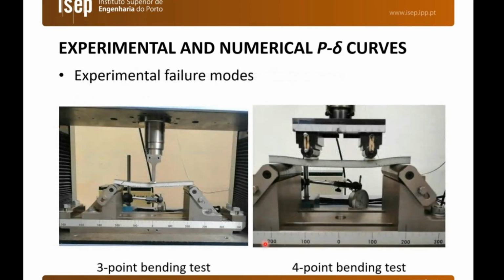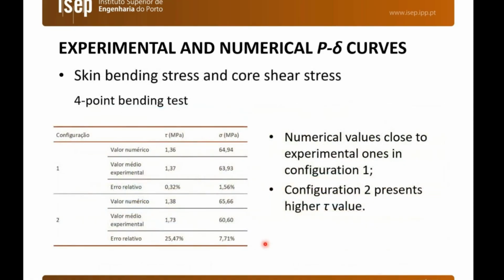This is the same data for the 4-point bending test, and here we can see the numerical values are close to the experimental ones in configuration 1. The maximum error is about 2%, but in configuration 2, we have a higher shear stress error of about 25%.